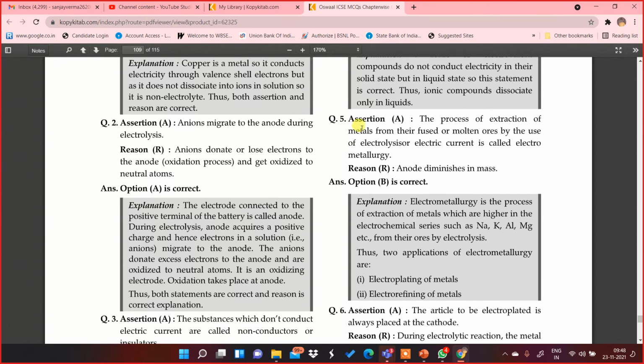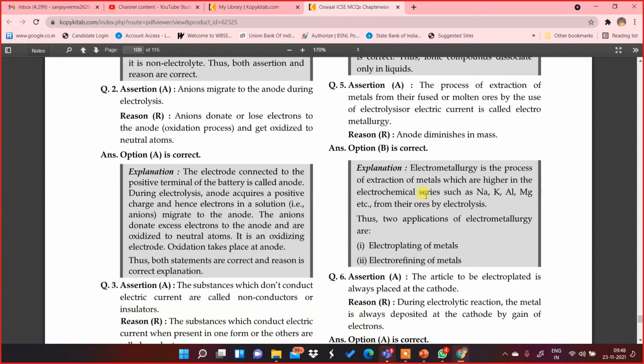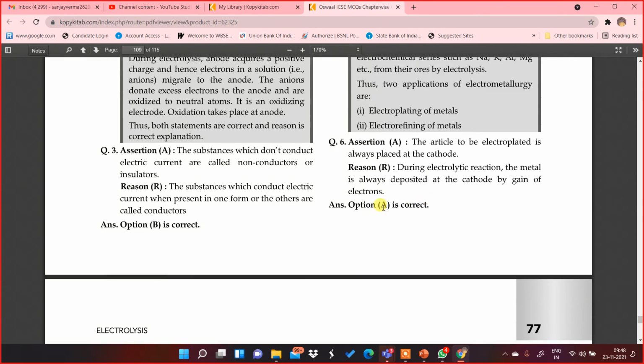Question number 5, assertion: The process of extraction of metals from their fused or molten ores by the use of electrolysis, electric current, is called electrometallurgy. Okay, fine. Reason: Anode diminishes in mass. They are not related to each other. So option B: A is true, R is also true, but R is not the reason for A. So option B. Okay, we move to the next one. Question number 6 now.